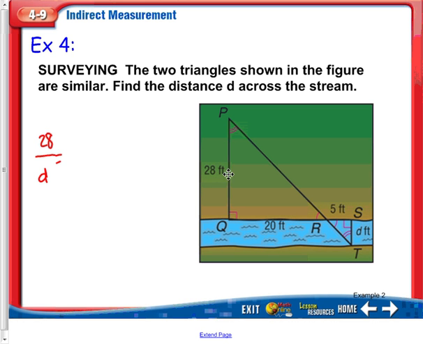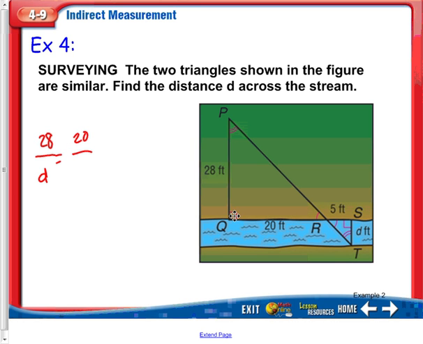Since I put my larger triangle on the top, I need to find a measurement there. It is 20. We'll put that on the top as well. Those things need to match. I could have put 20 on the bottom if I wanted, or I could put 20 on the top and 28 on the bottom. There's a whole bunch of different ways you could set this up, but it's important that you just make sure everything's corresponding.